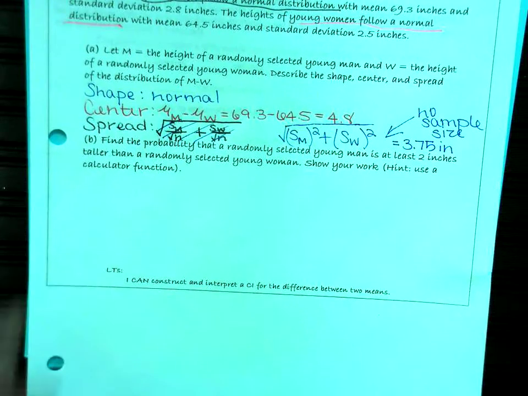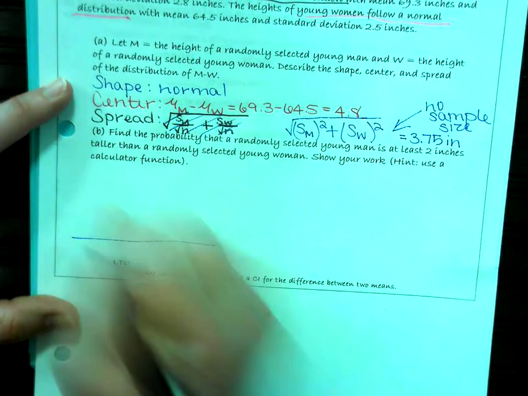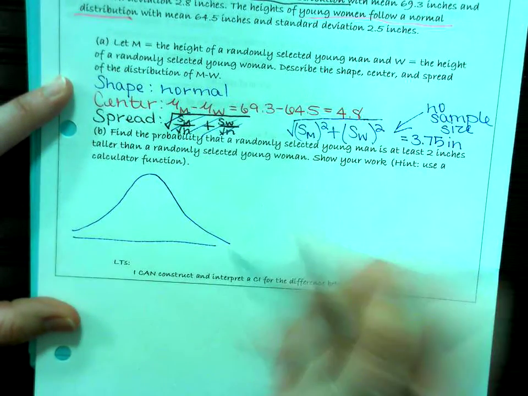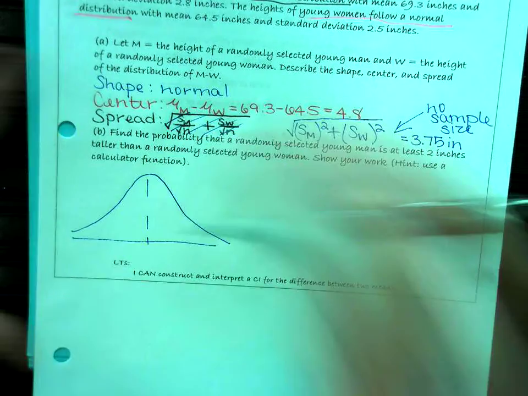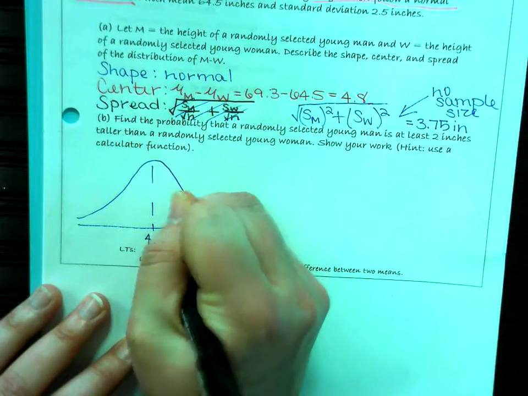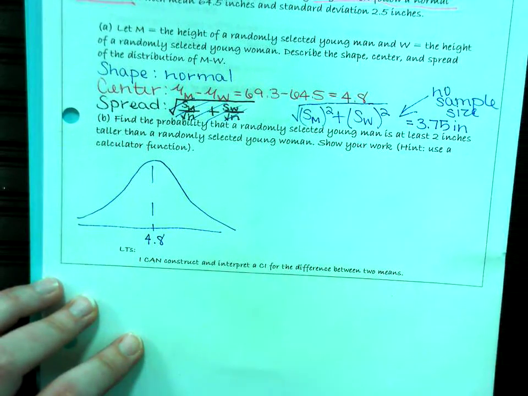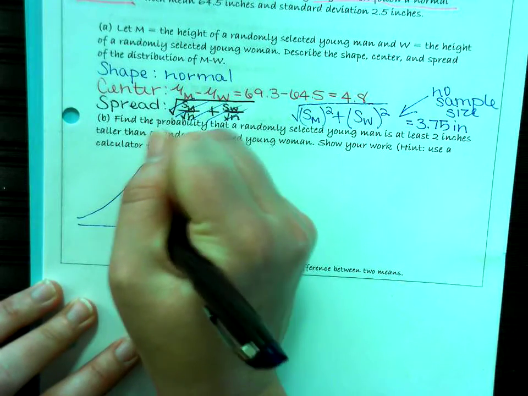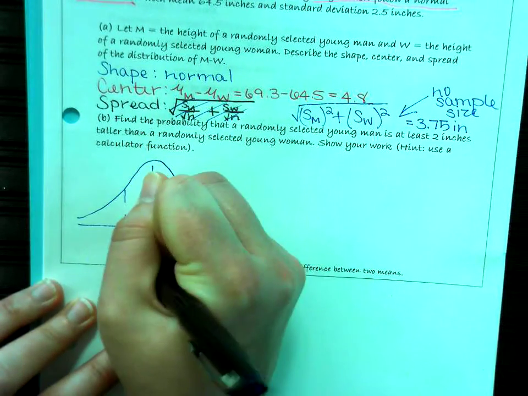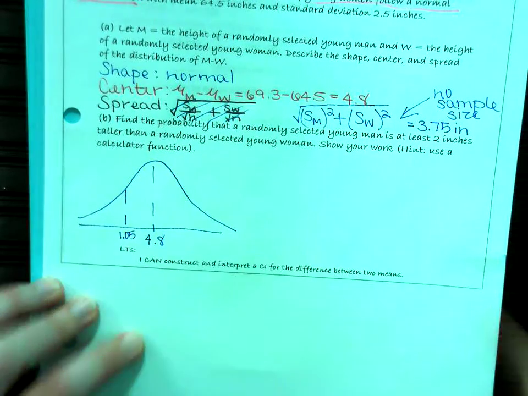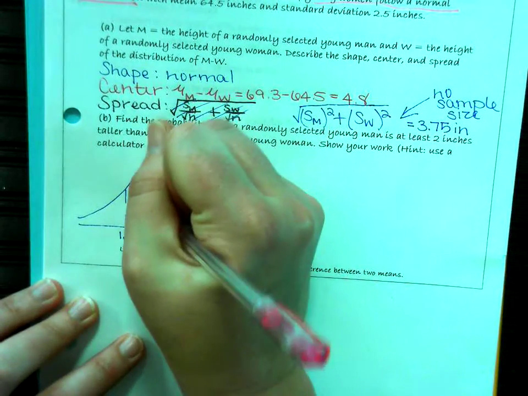All right, so B, find the probability that a randomly selected young man is at least 2 inches taller than a randomly selected young woman. So we know the shape of our distribution is normal. What's at the center? 4.8. And then 4.8 minus 3.75, one standard deviation, would put us at 1.05.